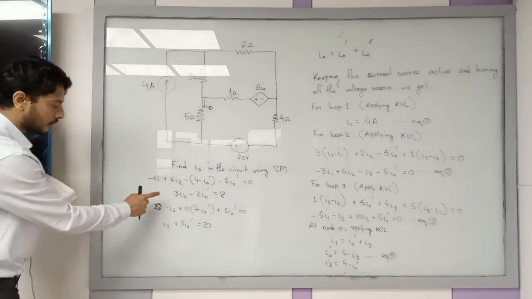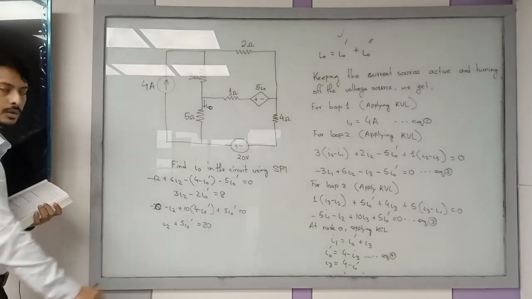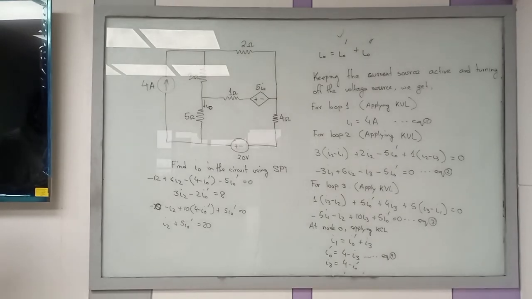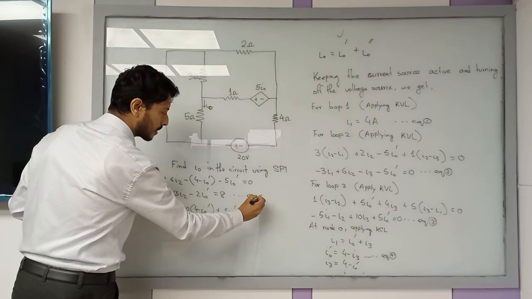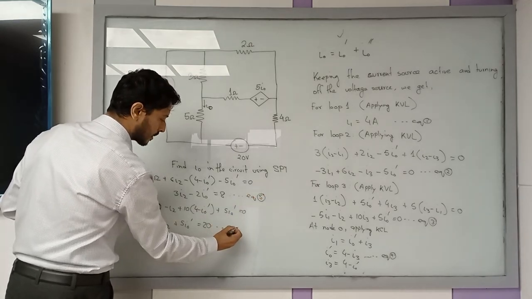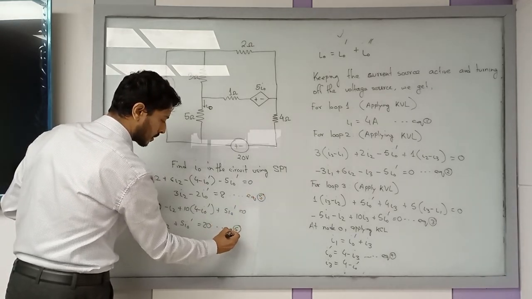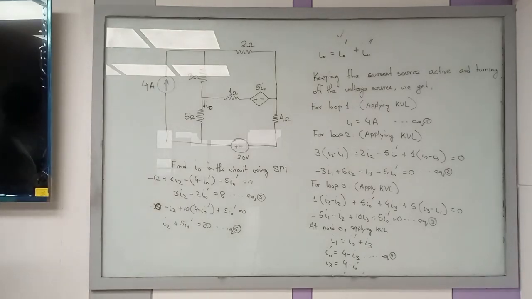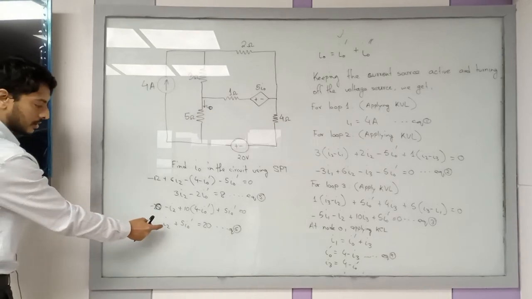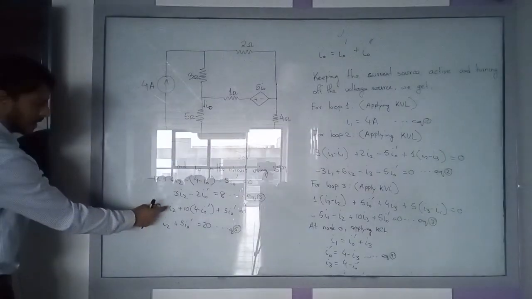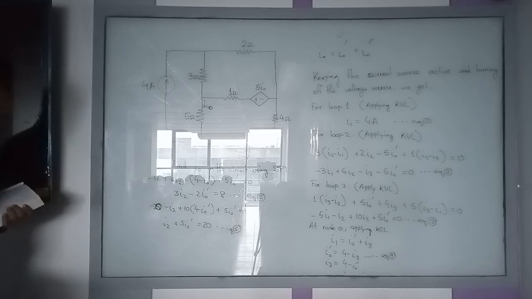So you need to solve these two equations to get I naught prime. So take these two equations, equation 5 and equation 6. You have to solve these two equations to get I naught prime. Okay? So how will you do that? Multiply this equation with 3 and subtract.